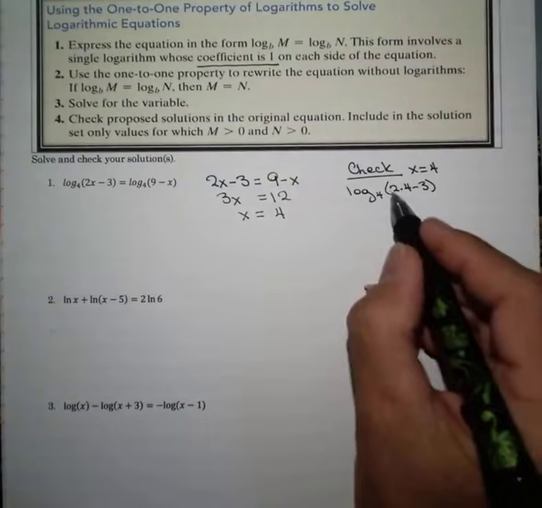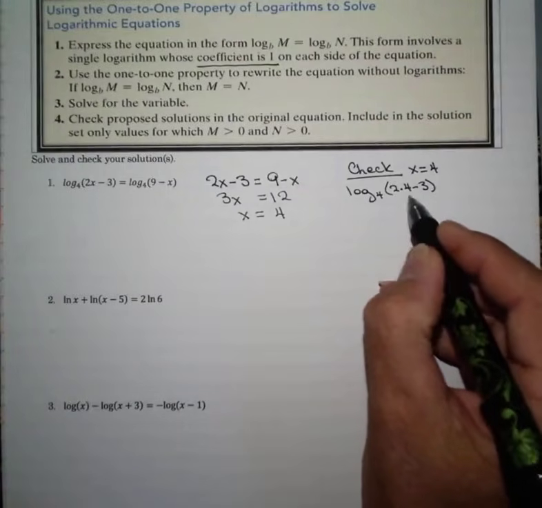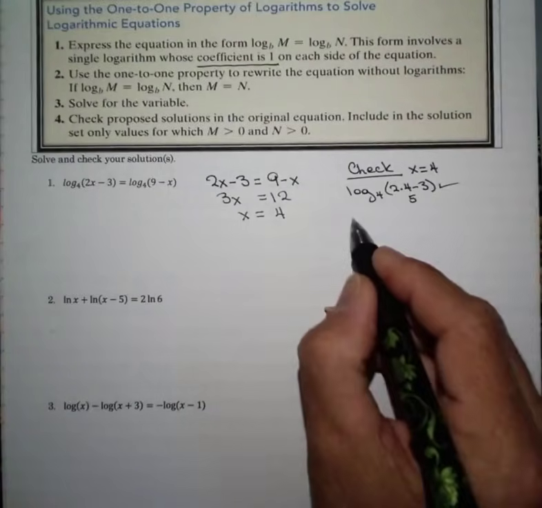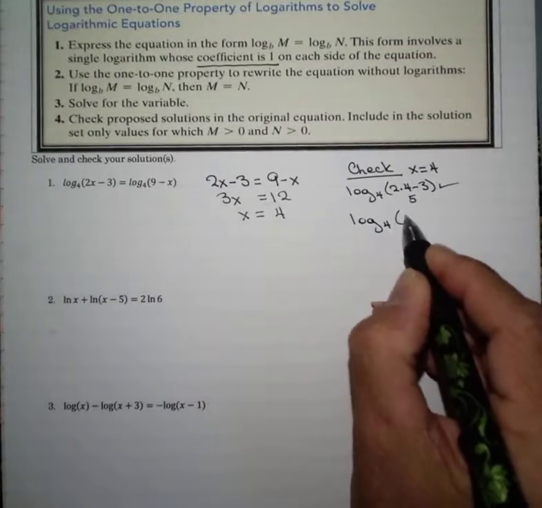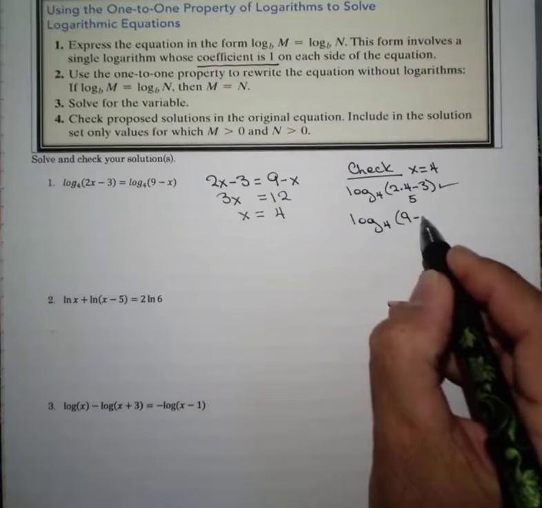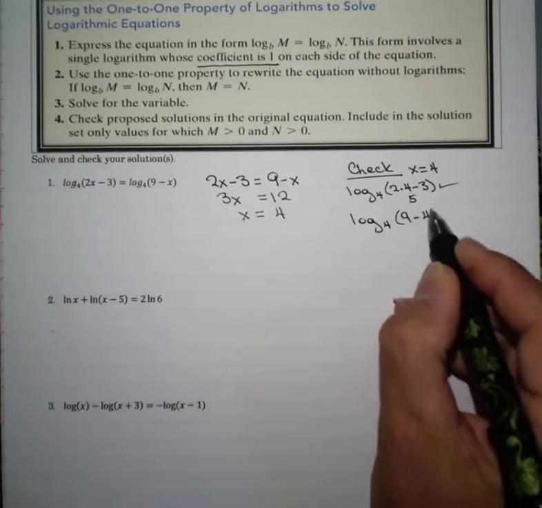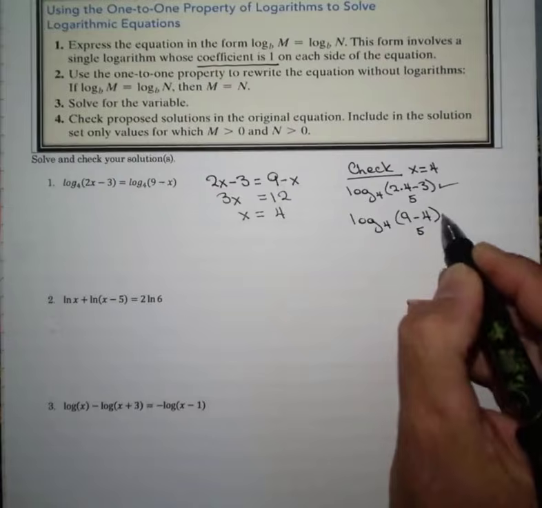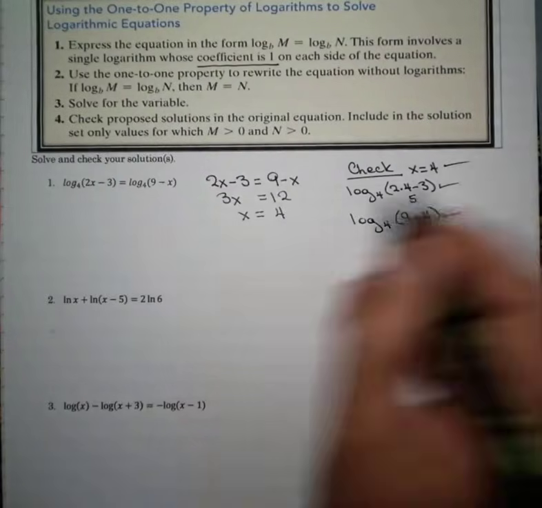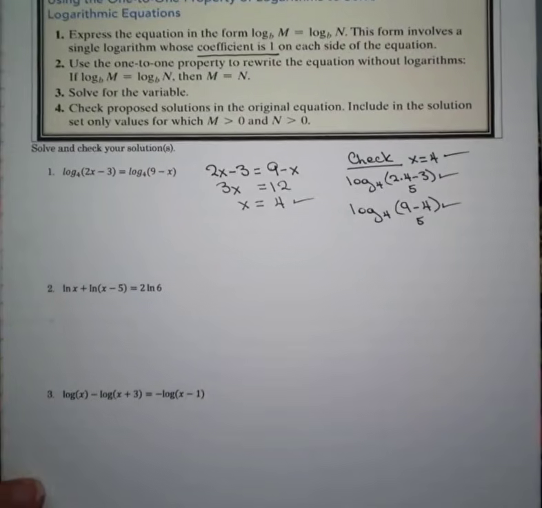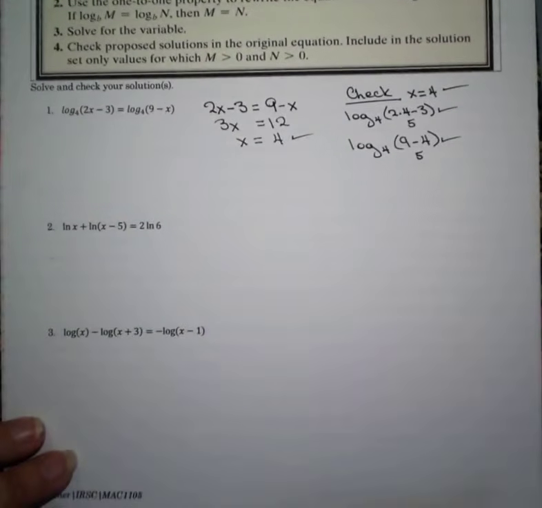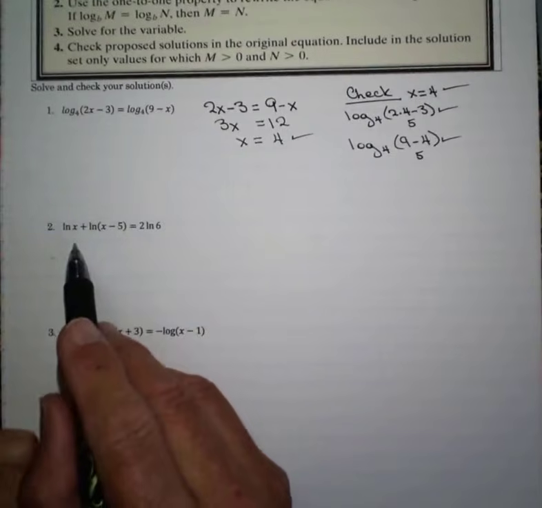Now, does that cause this to be a negative number? Well, that's 8 minus 3, which is 5. This one's okay. Let's check the other log. Log base 4 of 9 minus 4. And that also came out to be 5, which is a positive number. So it checks. It's okay. And you're going to have to prove on your test that you have checked these if you use the properties of logs.